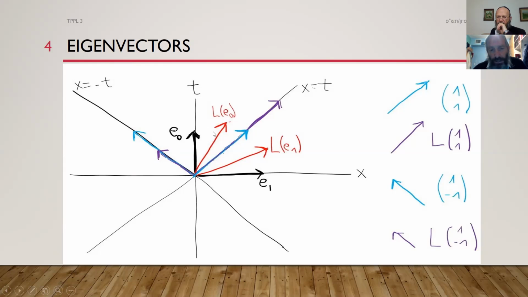What does the Lorentz transformation do to these vectors? So E0 is rotated to the right and stretched, and E1 is rotated this way. So the axes are no longer orthogonal. Vectors on the light cone, like this, is an eigenvector for the plus eigenvalue, and it remains on the light cone and gets stretched. The other eigenvector on this part of the light cone is shrunk, and that's because the relative velocity is in the x direction.